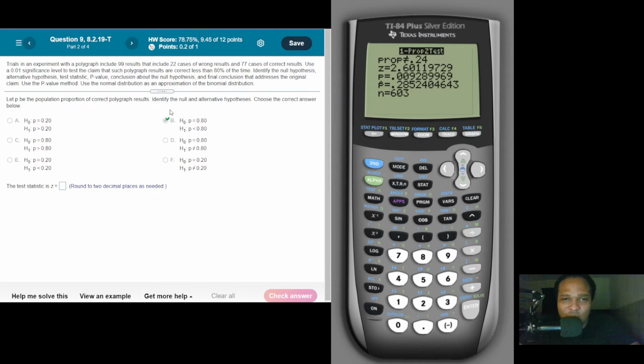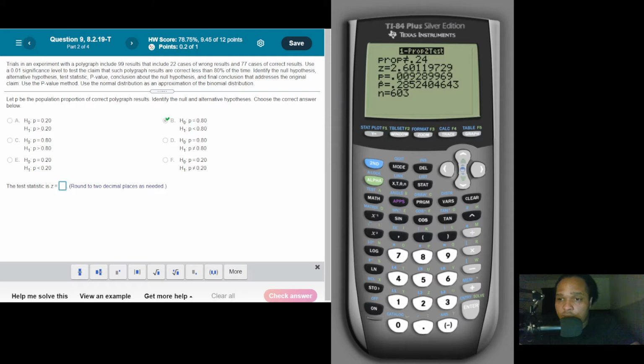All right, so let's see what we got here. Claim number less than 80%. Yep, you have equal to next to our H0 and less than for our H1, our alternative hypothesis. So that checks out. Test statistics. So really quickly, one prop Z test. Claim number 0.80. Your X.